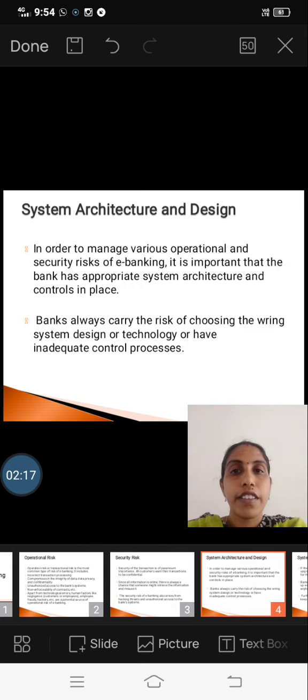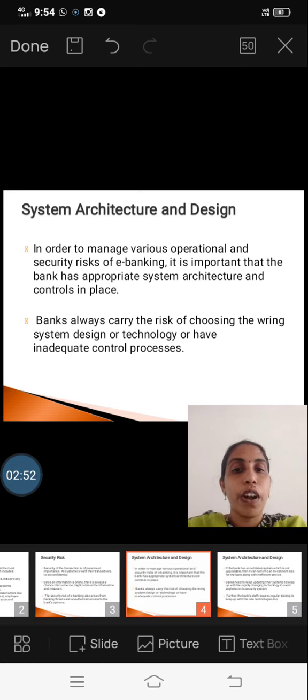As for system architecture and design, in the case of security risk, you have to be sound enough to have a good systematic architecture and design in order to avoid operational risk as well as security risk. In the case of banking technology, the design of your system as well as the technology you adopt in your banking environment should have a control process over security risk.